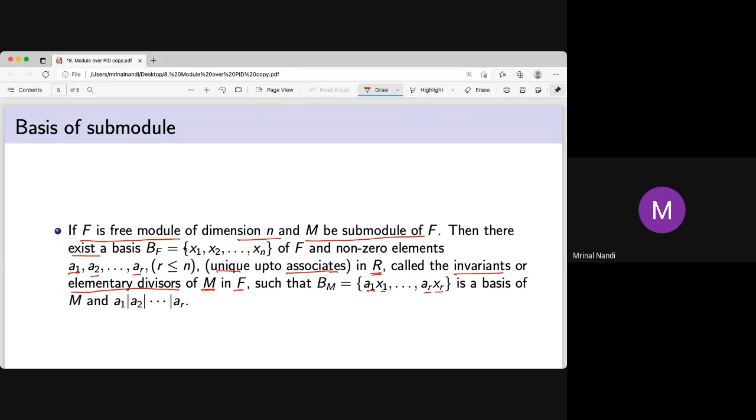Then we have to rearrange the basis of F so that we can choose the first R many elements, and that x1, x2, and so on are not the basis. Like in a vector space, you have an n-dimensional vector space, and if you have an m-dimensional subspace, then we can't just choose the first ones. We have to reshuffle all of these.